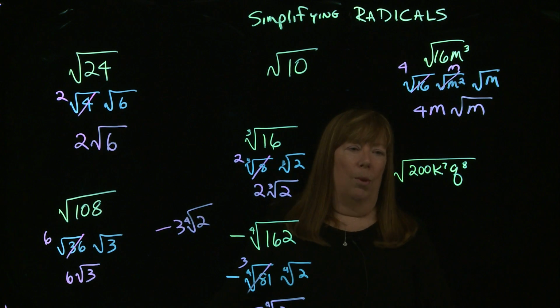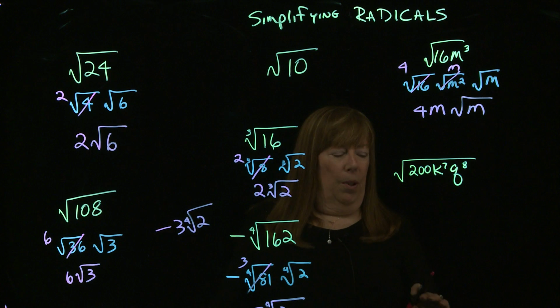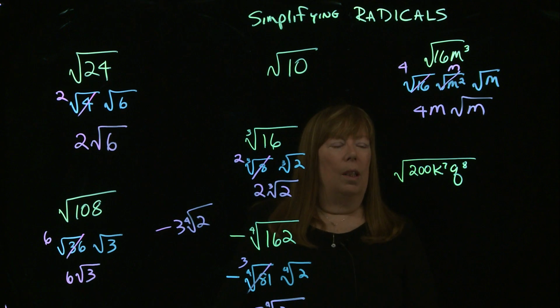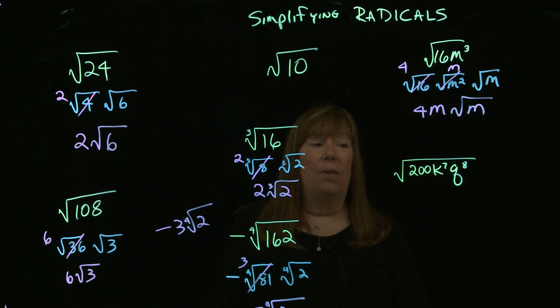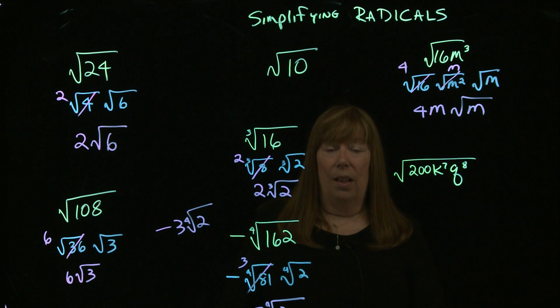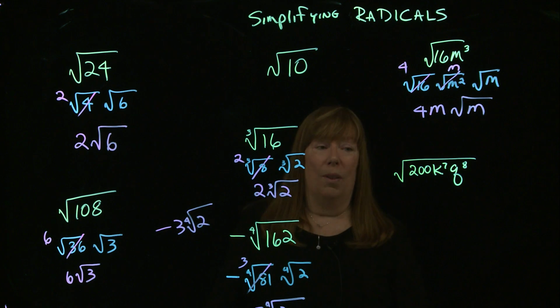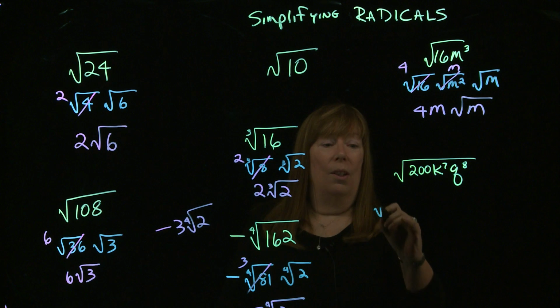Okay, square root of 200 k to the 7th, q to the 8th. We need to break this up into parts. So first we're going to look for perfect squares in the numbers. 25 is a perfect square, and it's a factor of 200. But something I failed to mention, you not only have to find perfect square factors, you have to find the largest perfect square factor. And the largest perfect square factor of 200 is 100.